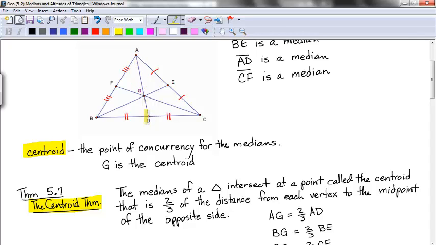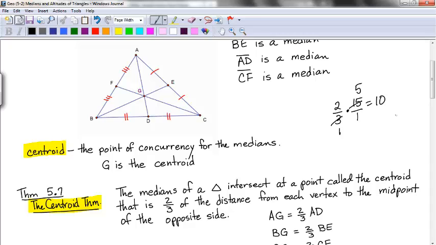If I gave you the whole thing, let's say I gave you AD was like 15. So then AG would be 2/3 of 15. And what does "of" mean in math? Times. So it'd be 2/3 times 15. And you can reduce that. So if the whole thing was 15, if AD was 15, then AG would be 10. Okay, and the other side would be 5. GD would be 5. Okay?